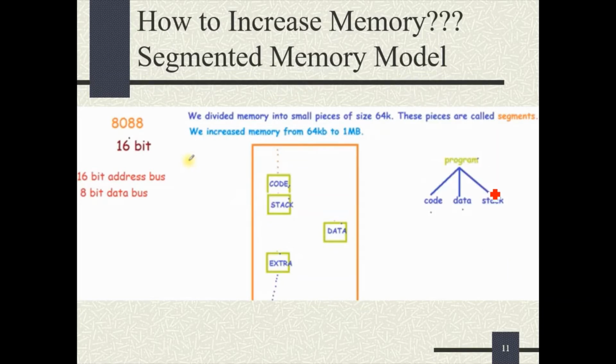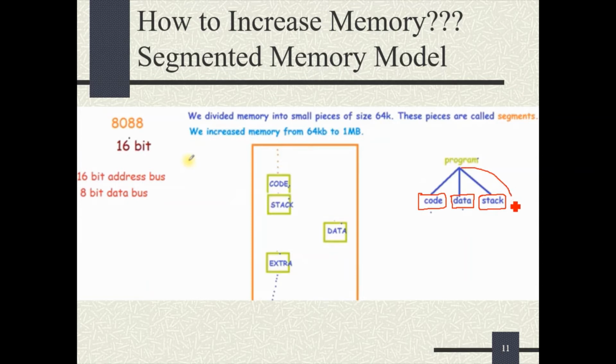In the scenario of the segmented memory model, whenever a program is loaded in the main memory or RAM, the program is divided into 4 segments. First one is the code segment, which would contain the instructions of the program. Second would be the data segment, which would contain the variables or arrays being declared in our program. Third would be the stack segment, which would contain the temporary variables or temporary memory allocations of our program.